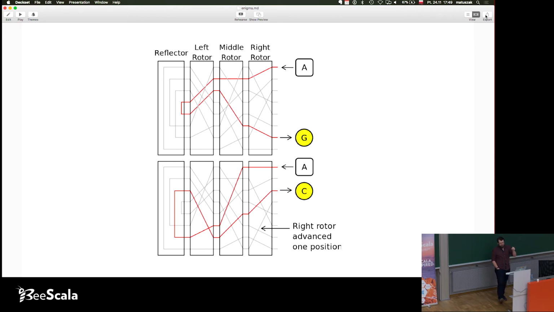Once you hit a letter on a keyboard, the first rotor rotates. The connections are changing, so the letter is now connecting to a different letter. And once the first rotor has rotated 26 times, the second rotor rotates once. Once the second rotates 26 multiplied by 26 times, then the third one rotates once. So you see that it's quite complicated.